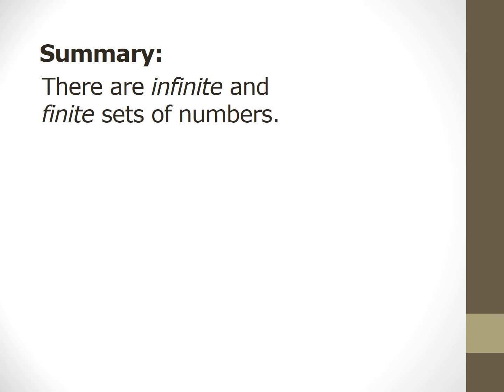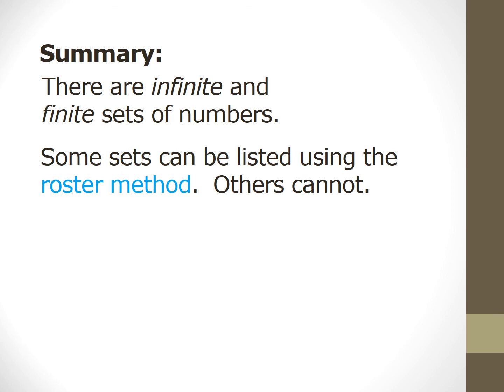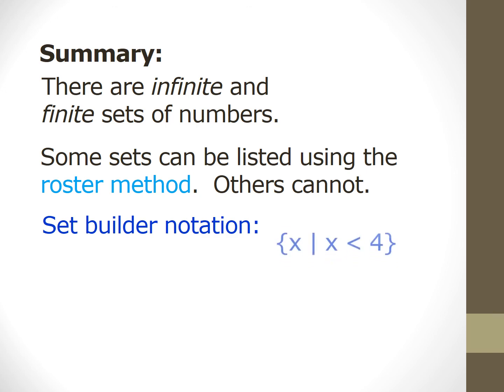So in summary, there are infinite and finite sets of numbers, large and small. Some sets can be listed using the roster method, which means you just literally list what's in them in between the braces. Others can't, the infinite large ones. So we have set builder notation, and it always has the braces, and it reads the set of x's such that, and then you describe the parameter or requirements.